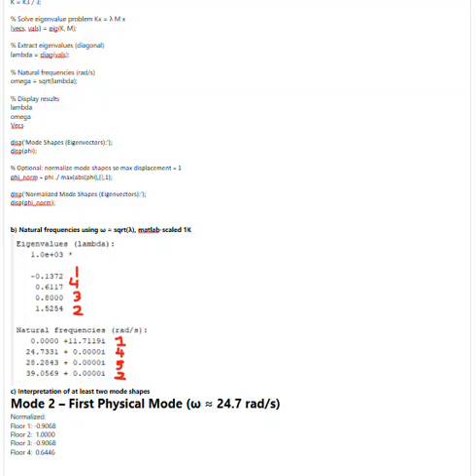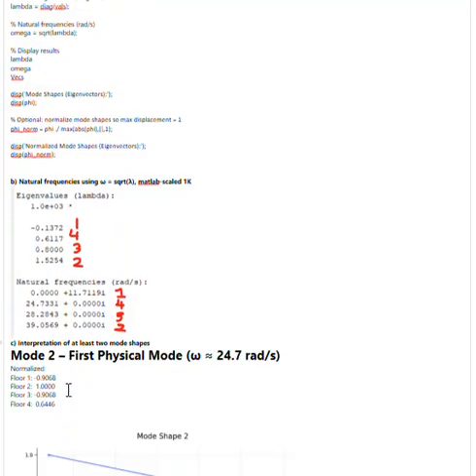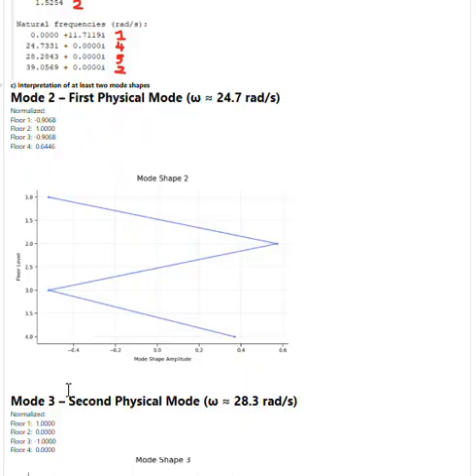Going into the natural frequencies, we need to take the square root of lambda, and it's going to give us this result detailed here. Okay, so let's go into interpreting the physical modes. The calculation of the physical modes gives us a first floor with a negative 0.9 value, second floor with 1, third floor with a negative 0.9, and finally fourth floor with 0.64.